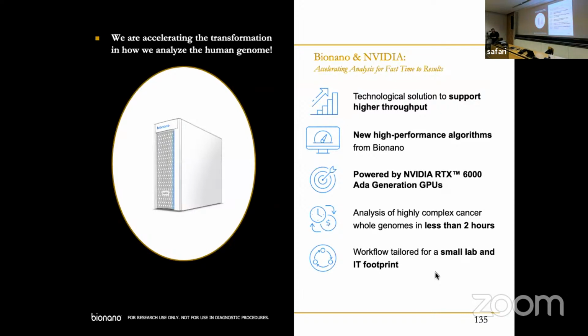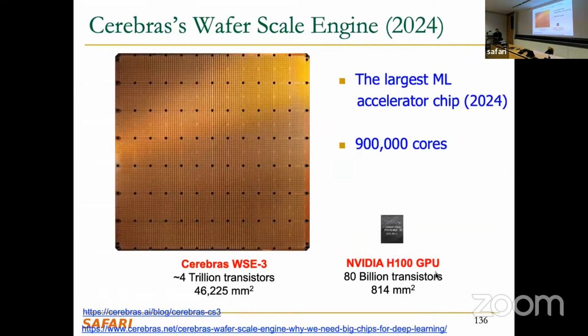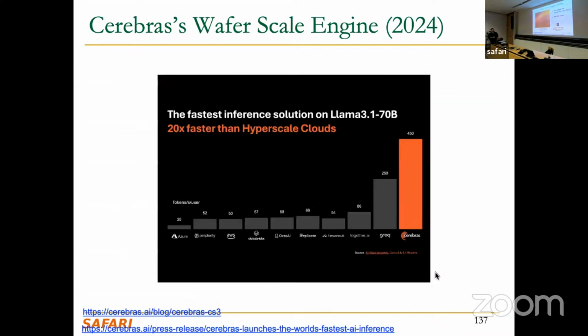Biotech companies and tech companies are collaborating to accelerate these steps. But there are also other steps in genome analysis, for example, some steps relying on AI and ML operations a lot. And we have, for example, wafer-scale engines that accelerate the AI and ML operations a lot. This is the Cerebras chip from 2024. It contains a large number of cores so that you can accelerate the AI operations compared to other architectures, for example, the state-of-the-art GPUs.